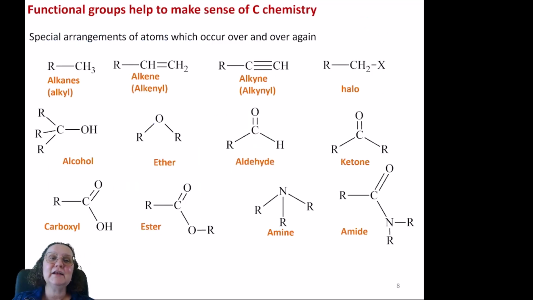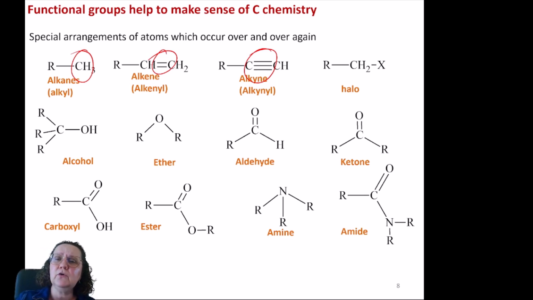So here are the functional groups that I showed you in the previous slide, but with the names. We have alkanes, which are carbon-carbon single bonds, alkenes, in which you have at least 1 carbon-carbon double bond, and alkynes, in which you have at least 1 carbon-carbon triple bond. People will talk about alkyl groups, alkenyl groups, and alkynyl groups. Especially the alkyl group is a very common way of talking about alkanes.